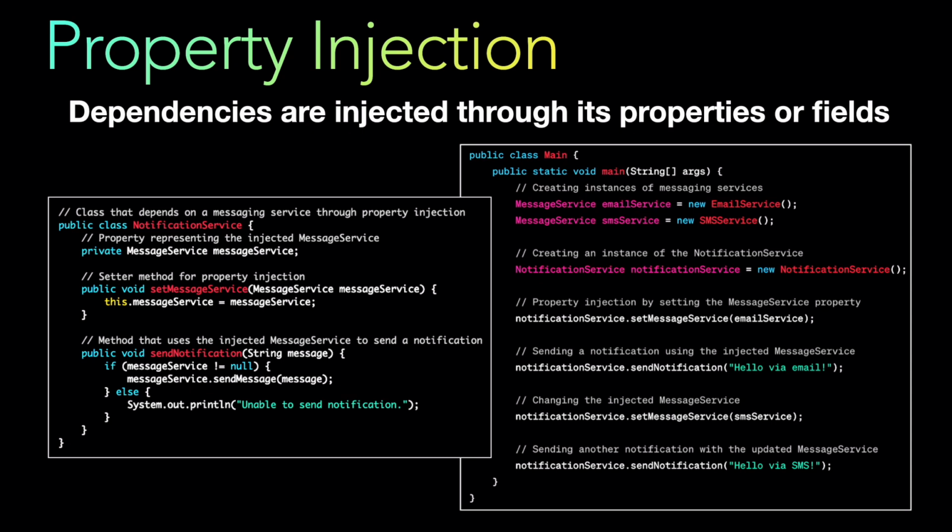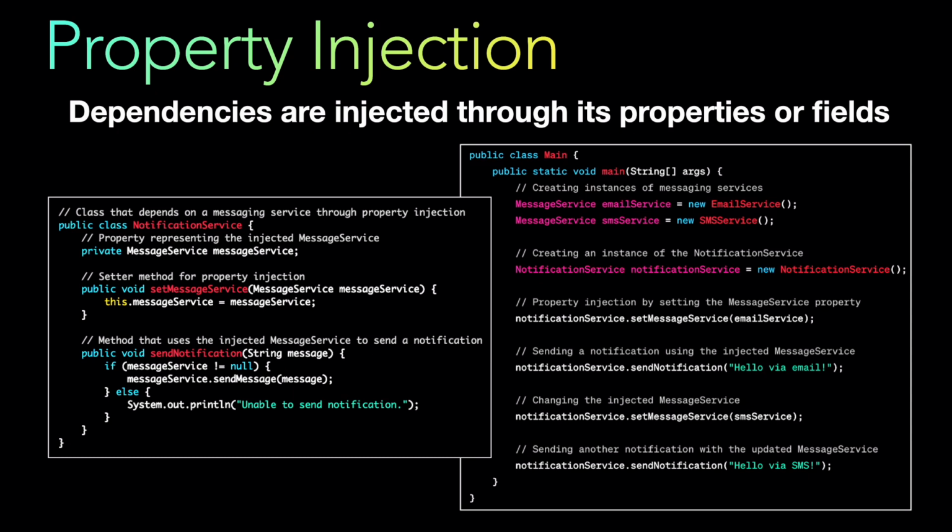On the right hand side, if you see the main method, we basically create instances of the messaging service, email service, SMS service, and the single instance of the notification service, similar to how we did for method injection. We use the set message service method to inject different messaging services, and then we use the send notification method to show how sending the notification works with the injected services.